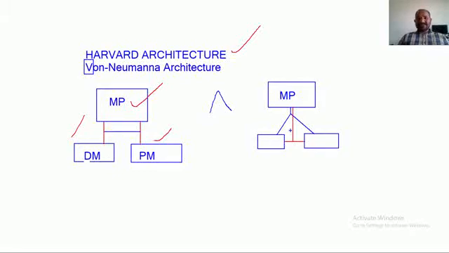But in the Von Neumann case, it is not like that. If you are performing an operation with respect to the program memory, you can't access the data memory, because only one common bus is allocated for both memory devices.